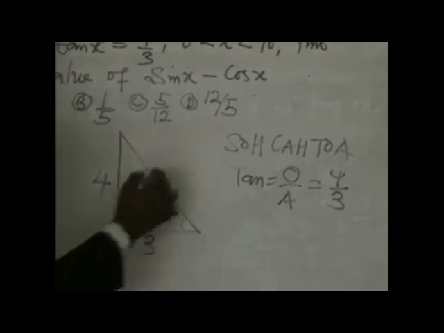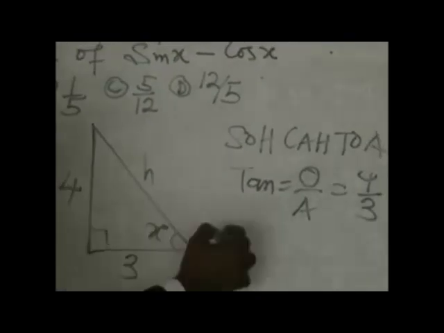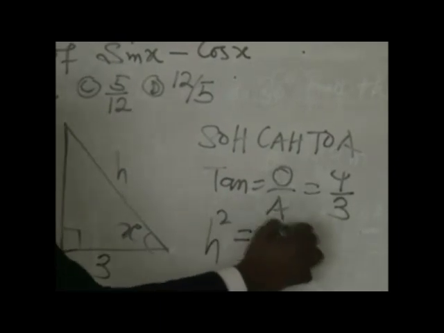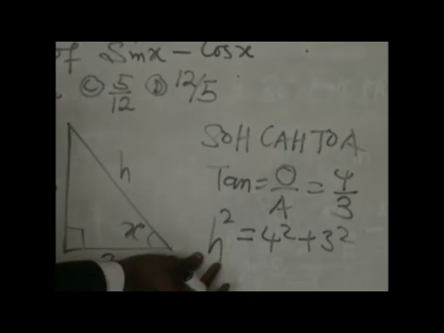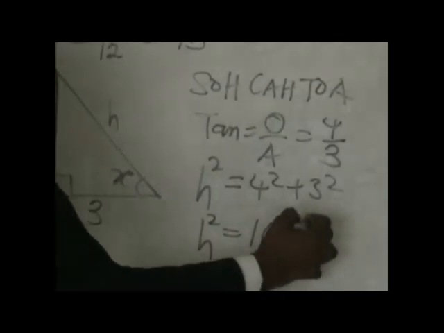And what is the hypotenuse? The square of the hypotenuse is equal to the sum of the squares of the other two sides. So if this is the hypotenuse, let's say hypotenuse H. From Pythagoras theorem, H square equals 4 square plus 3 square. The square of the hypotenuse is equal to the sum of the squares of the other two sides. So H square equals 16 plus 9.